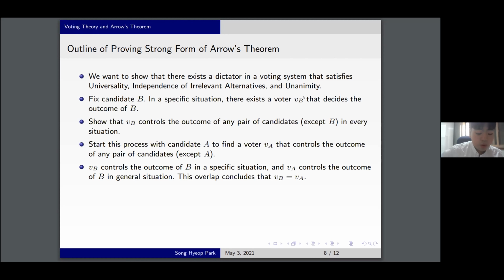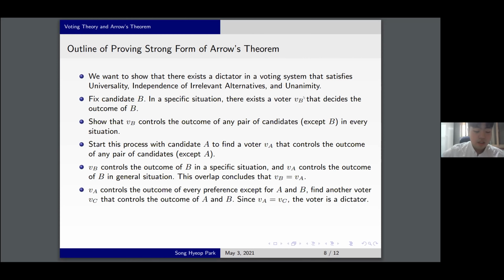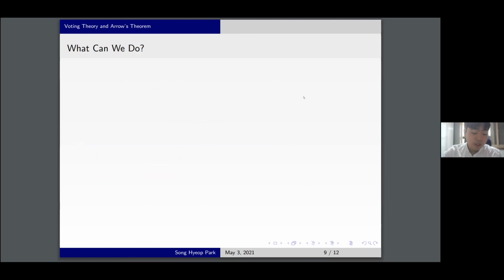Here we have an overlapping point where VB controls the outcome of B in a specific situation, and VA controls the outcome of B in a general situation. So VB and VA should be the same voter. So that voter covers all the preference orders except for the preference between A and B. We can find another voter VC that controls the outcome of A and B, and we know that VC is also the same voter. So we find a dictator that controls the resulting preference order. So we conclude that there is no such perfect voting system.